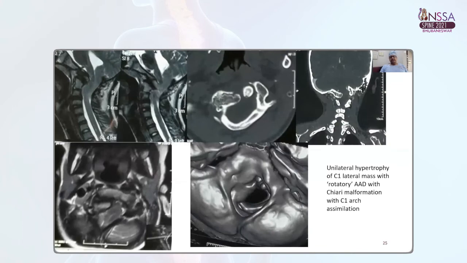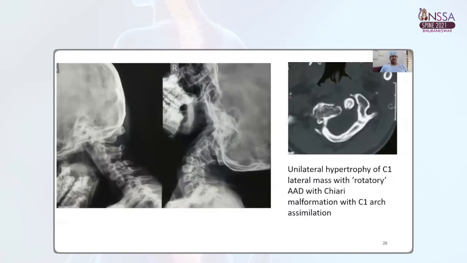So this patient interestingly had a unilateral hypertrophy of the C1 lateral mass with the rotatory AAD, with Chiari malformation and C1 arch assimilation. So flexion extension X-rays were done, and you can see that there's no atlantoaxial dislocation. The dens and anterior tubercle of C1 pretty much move together, both in flexion as well as in extension.